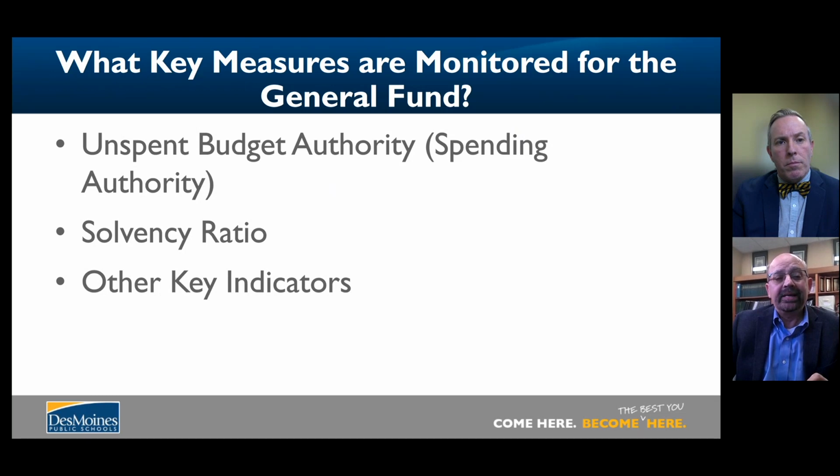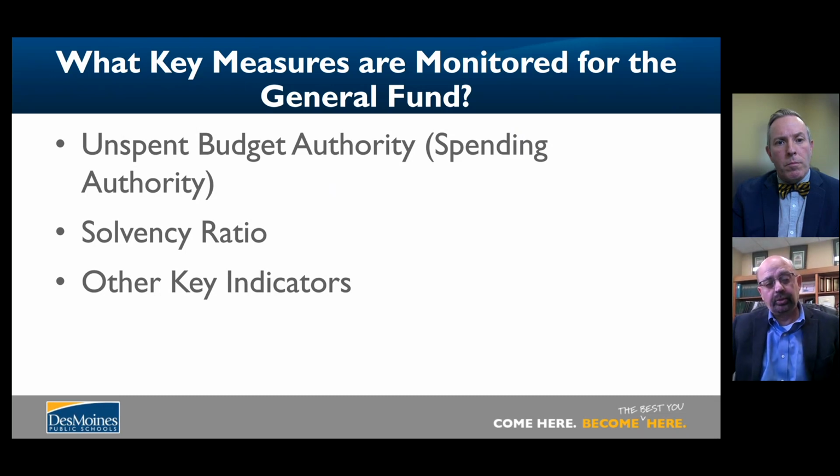If we have a negative unspent budget authority, this is not allowed by the law. And if it happens, the state would warn us, give us a chance to go to them with a plan to fix the negative unspent. And if we are unable to fix it, the state can literally take over the district. And as some of you may know, it has been done for a few school districts in the state of Iowa.